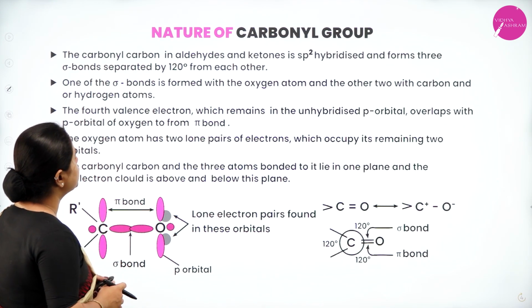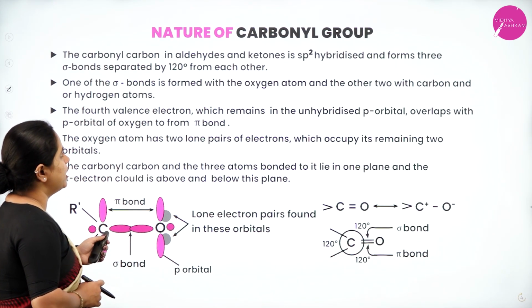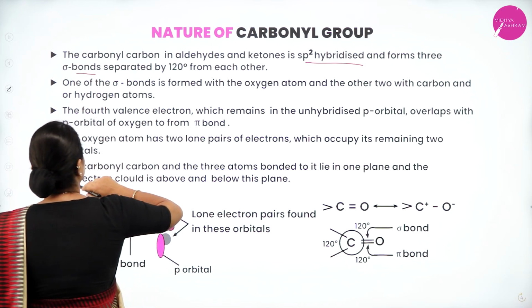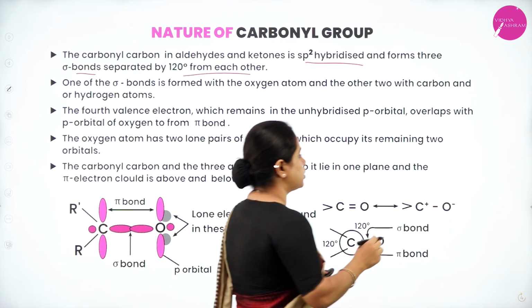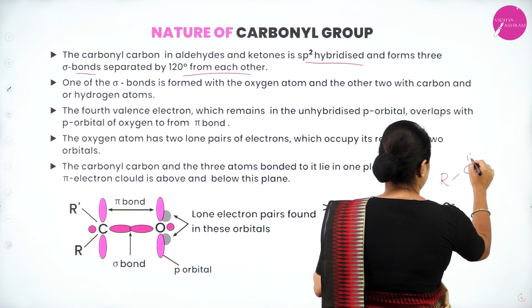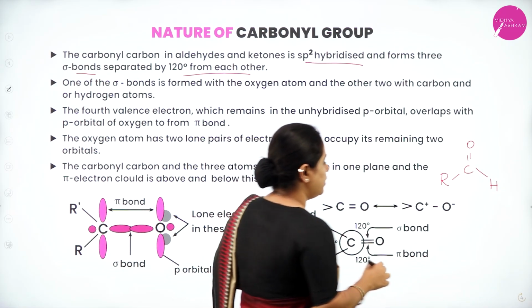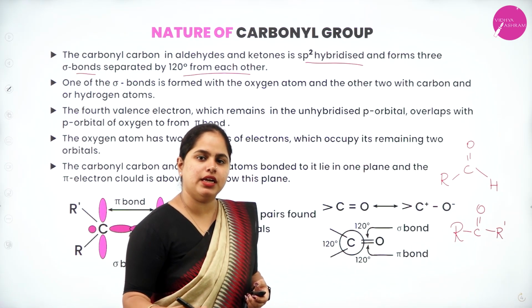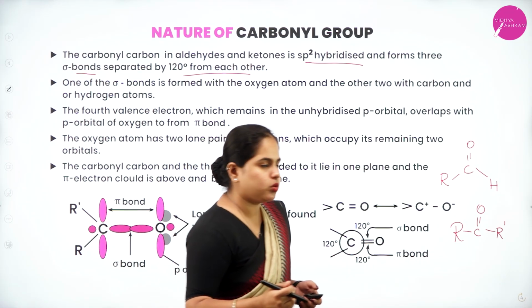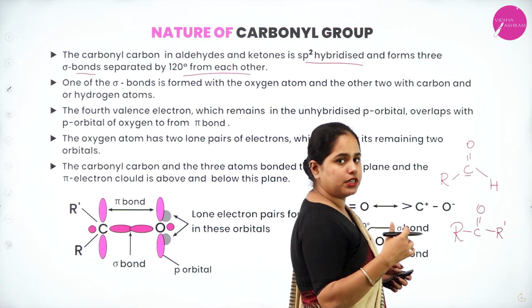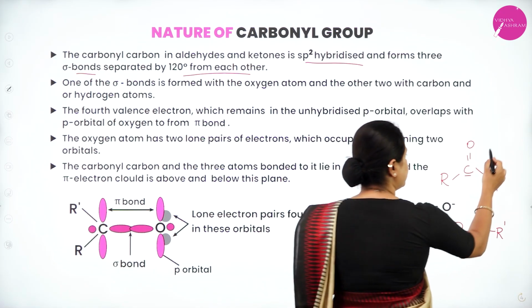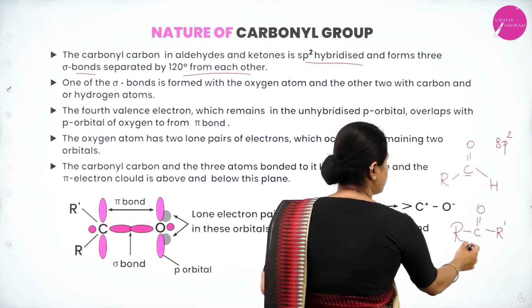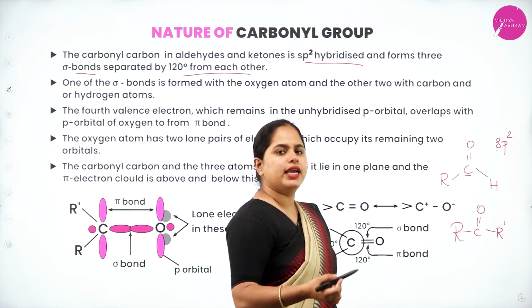So to begin with, the nature of carbonyl compound. The carbonyl carbon in aldehydes and ketones is sp2 hybridized and forms 3 sigma bonds separated by 120 degrees from each other. So what was the structure? As you can see, this will be your aldehyde, right? And the general structure of ketone is RCOR dash. Okay, so in both of these cases, the carbon atom is sp2 hybridized. Now, why is it sp2 hybridized? This carbon atom, which is the carbonyl carbon, is further attached to 1, 2, 3 other atoms. So it is sp2. That is 1s and 2p will give you sp2. So like this, you can remember. So here also, it is further attached to 3 other atoms. So this is also sp2 hybridized.